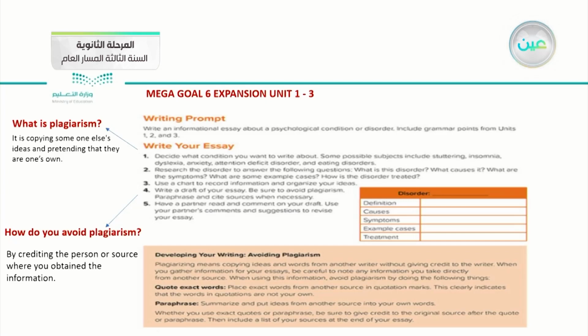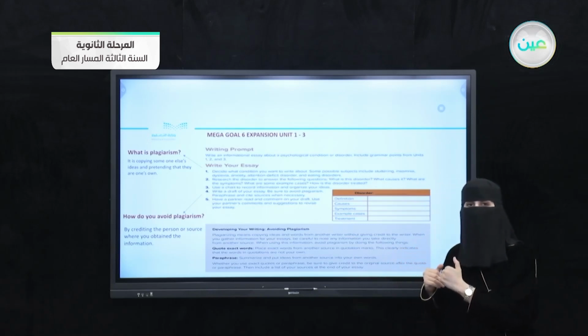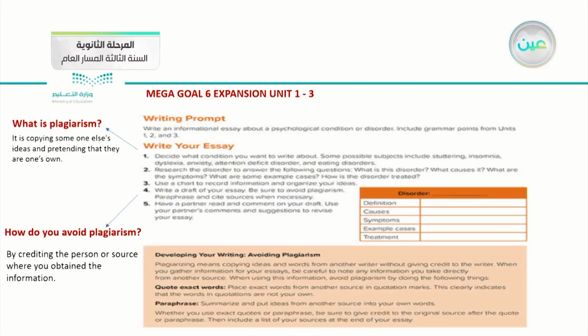The last point is paraphrase. Paraphrase means you summarize the ideas from author sources and put them into your own words. When you take meaningful sentences or phrases, you should write them with your own ideas, by analyzing them, which we call paraphrasing. Whether you use exact quotes or paraphrases, be sure to give credit to the original sources after the quote or paraphrase. What is the last step? Then include a list of your sources at the end of your essay.